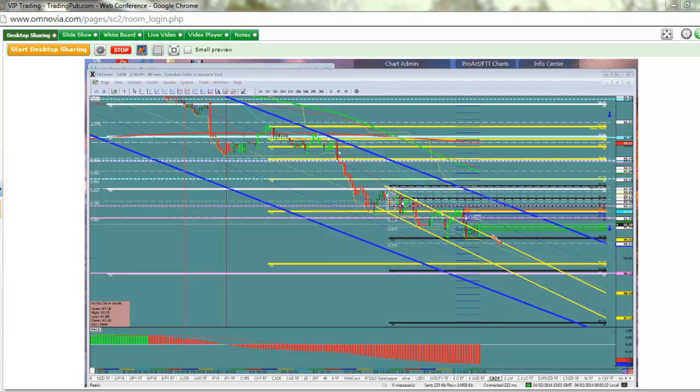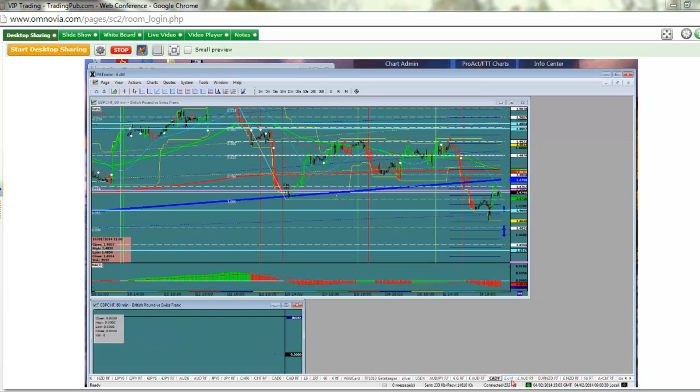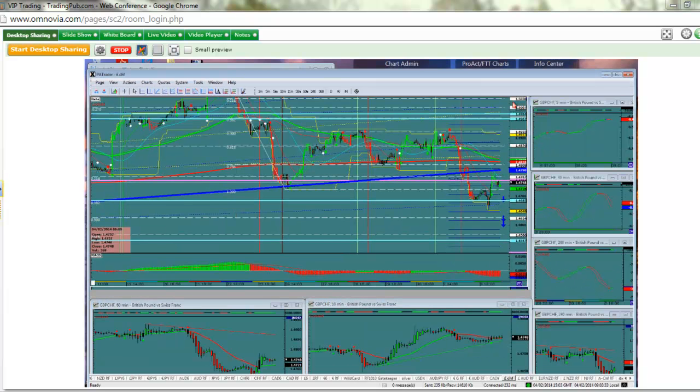All right, so if we get the opportunity, this is our trade to the downside right there. It's got a long way to go before it gets there, so most likely the CAD yen is off the chart for us today.